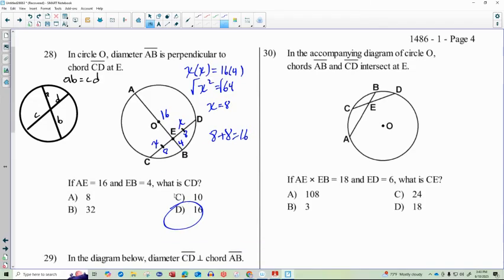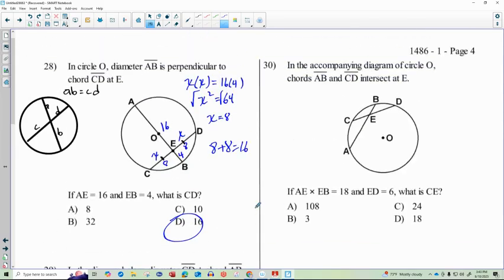All right, let's do one more, just a regular one right here. Here it says AE times EB is equal to 18. I don't know what A is, and I don't know what E is, but I do know the product is equal to 18. And if ED is 6, and they want me to find CE, I know that 6 times X has to equal what this product is, which is 18. So quite simply, 6X is equal to 18. Divide by 6, X will be equal to 3, which means CE is equal to 3.